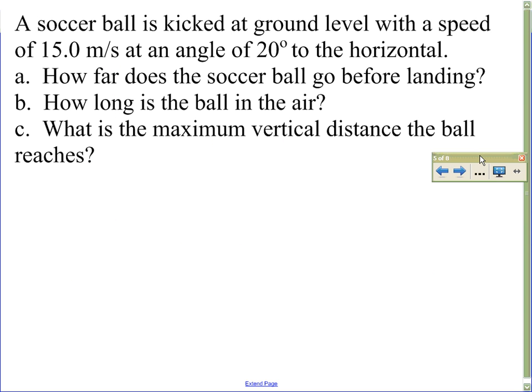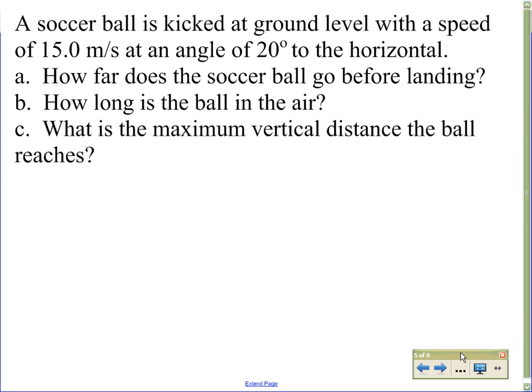In this problem, it's a soccer ball, and it's kicked at ground level with a speed of 15 meters per second at an angle of 20 degrees to the horizontal. A asks, how far does the soccer ball go before landing? B, how long is the ball in the air? And C, what is the maximum vertical distance the ball reaches?